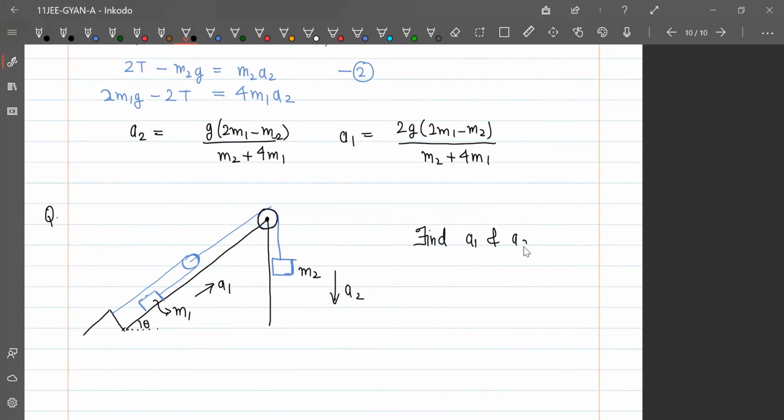Find A1 and A2. First of all, relate A1 and A2, and after that make the free body diagram. Next, pay attention: if we move L1, how much will this go down? You have to think about it that way. Aditi, tell me the relation between A1 and A2. Sir, not done yet. I need to solve.